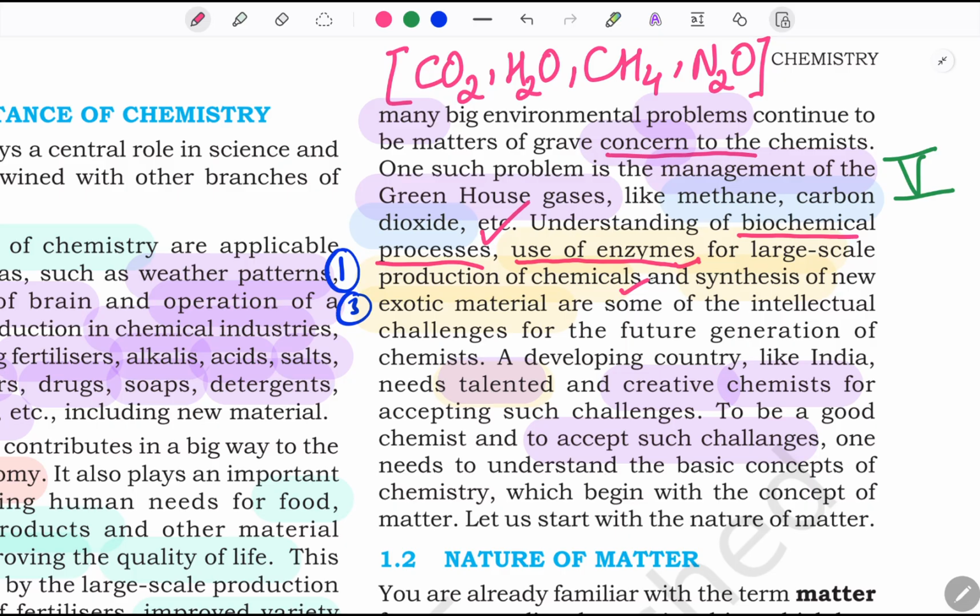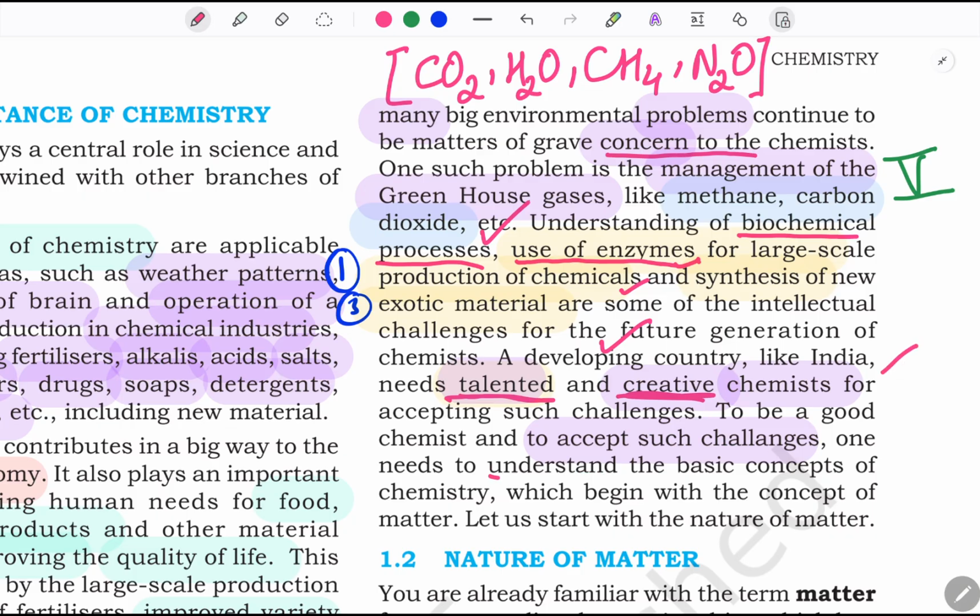And in our country, like India, which is not a developed country but rather a developing country, we need lots of talent, we need lots of creativity. So we need chemists who can make our planet a very good one. And chemists should accept challenges. You must understand how to tackle these problems.